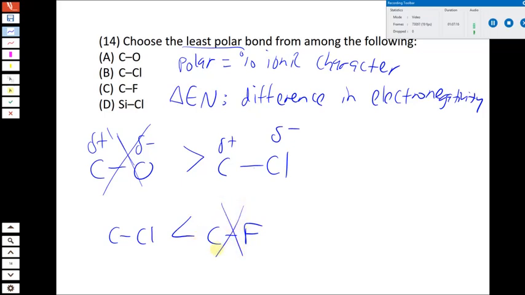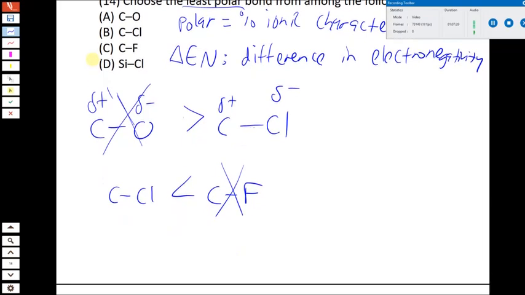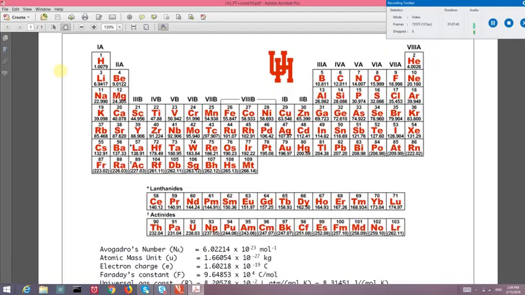Again, we're looking for the least polar here, so whichever one is the more polar in these comparisons, we can get rid of. And then the last comparison here is carbon-chlorine versus silicon-chlorine. Now the element they have in common is Cl, chlorine. In both cases, that's the more electronegative of the two, so we have to figure out which between carbon and silicon is least electronegative, which would give us the greatest difference in electronegativity. So chlorine is here, and we have carbon versus silicon.